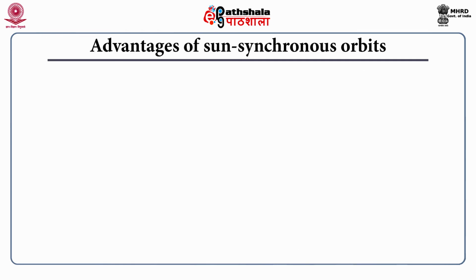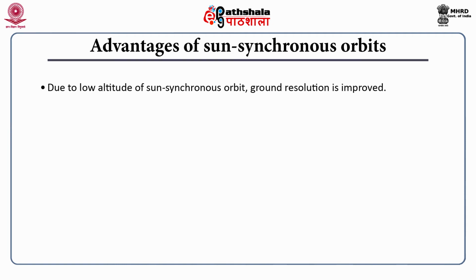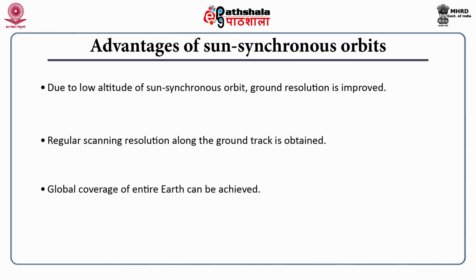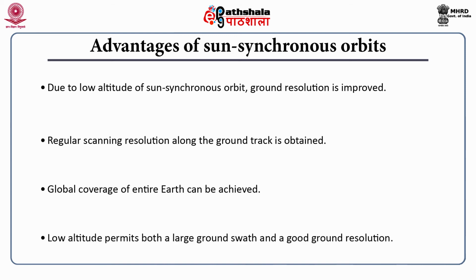Now coming to the advantages of sun synchronous orbits, the first one is that due to low altitude of sun synchronous orbits, the ground resolution is improved. Regular scanning resolution along the ground track is obtained. Further, global coverage of the entire Earth can be achieved. These low altitudes permit both a large ground swath and a good ground resolution.